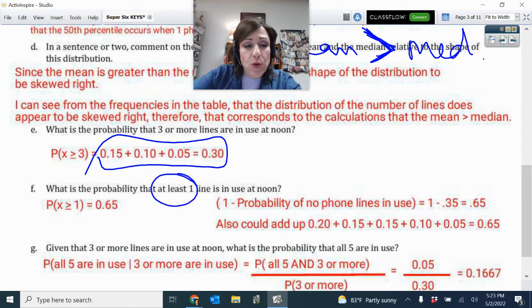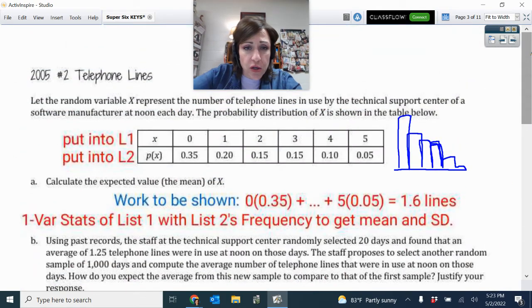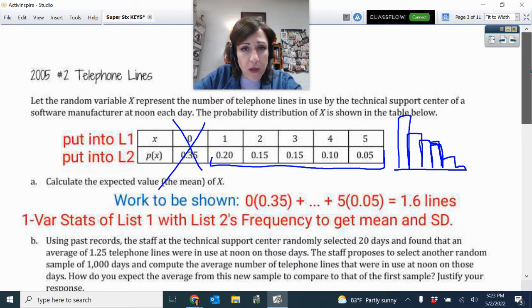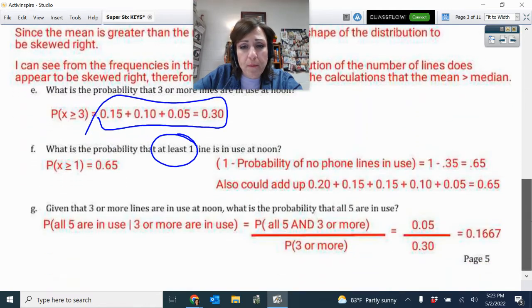Now we want at least one. You could think of this in two different ways. You are either going to be adding together all of those items there, or you're going to do 1 minus the 0.35, and that will leave you with what's left. Do you remember the 1 minus the probability of none? That's the way you could do that.